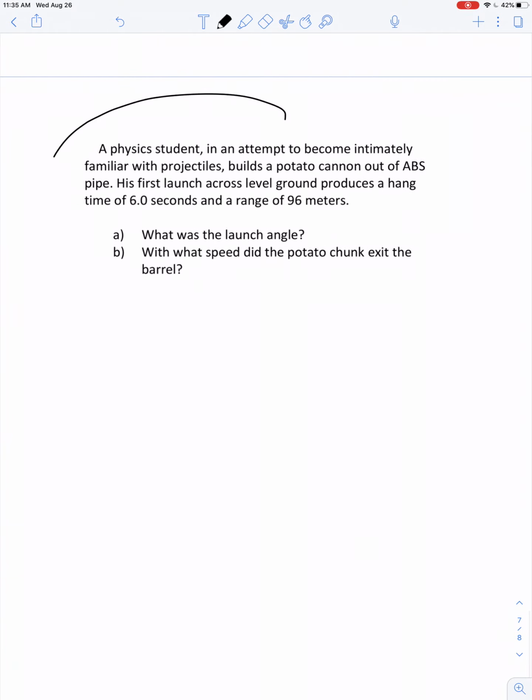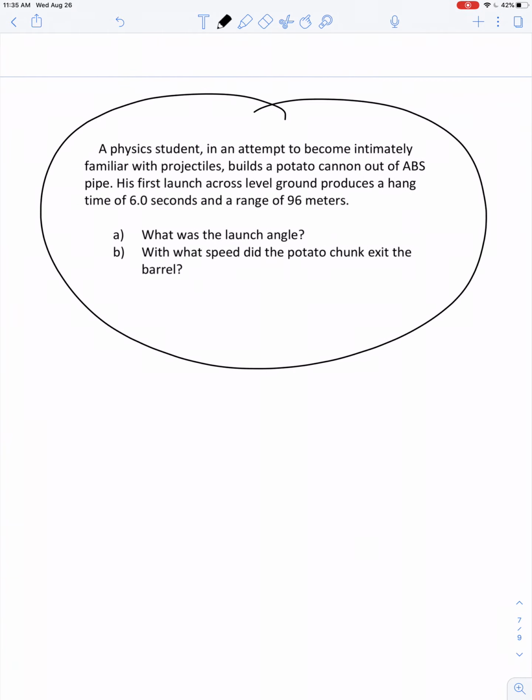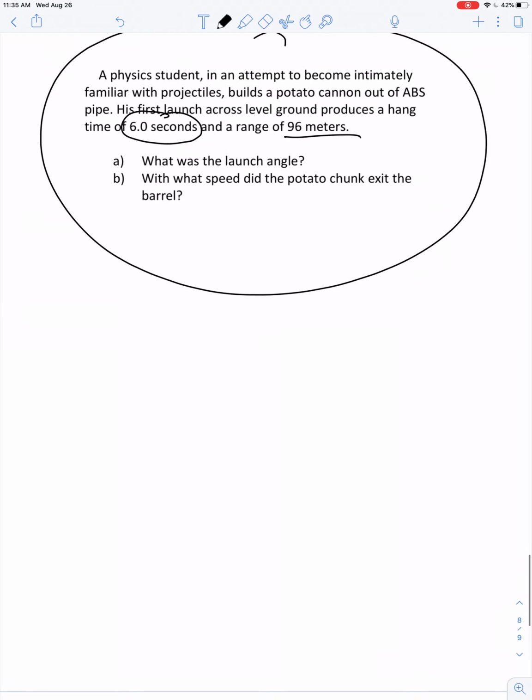Let's just do one more problem before we wrap up this rather long lecture. A physics student, in an attempt to learn about projectiles, makes their own potato cannon, and the very first time they launch it, they measure it and find out it takes 6 seconds in the air, and it lands 96 meters downfield. So what angle was the potato cannon launched at?